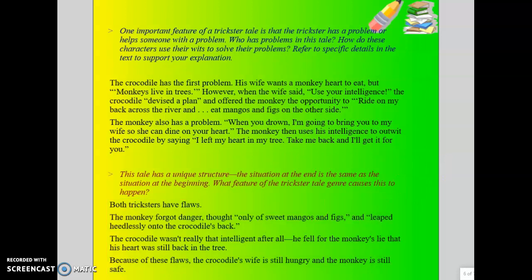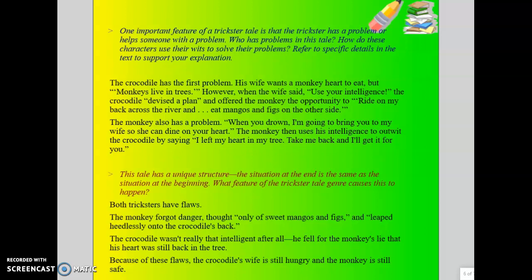The feature of the trickster tale, like in the chart I showed you, is both tricksters have flaws. The monkey forgot danger, thought only of the sweet mangoes and figs, and leaped heedlessly onto the crocodile's back. The crocodile wasn't really that intelligent after all. He fell for the monkey's lie that his heart was still back in the tree. So because of their flaws, the crocodile's wife is still hungry, and the monkey is still safe in the tree.